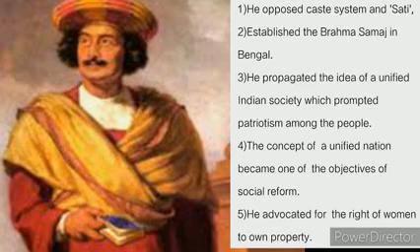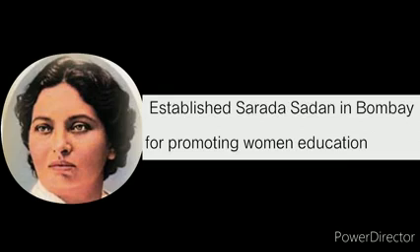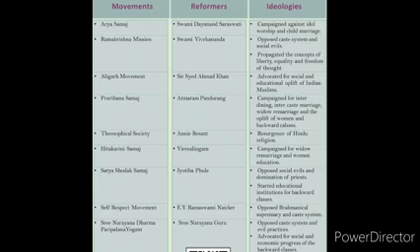And now you are watching the picture of Raja Ram Mohan Roy, who was the pioneer among the social reformers in India, along with his contributions. And this is Ishwar Chandra Vidyasagar from Bengal, who argued for the remarriage of widows. And read his contributions too. This is Pandita Ramabai from Mumbai, who argued for women education in India. Here is a table for you which explains the important social movements and the reformers and their ideologies.